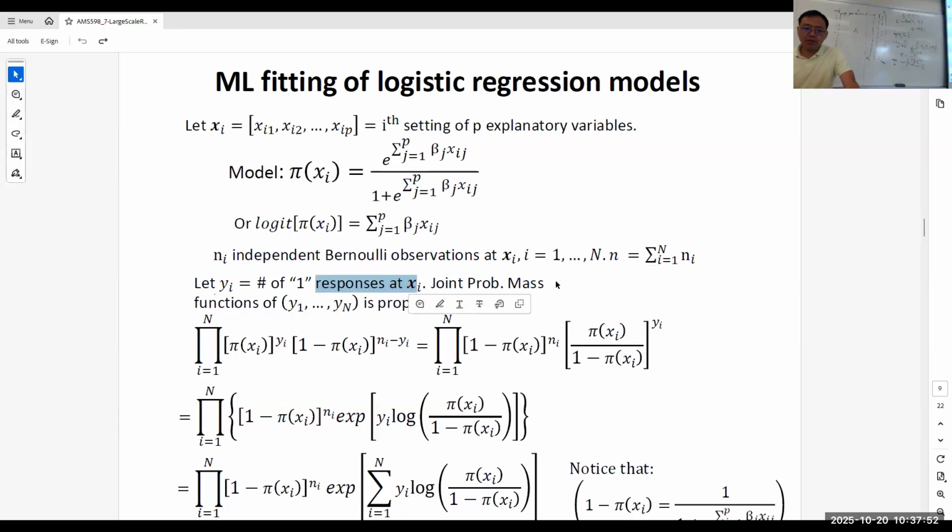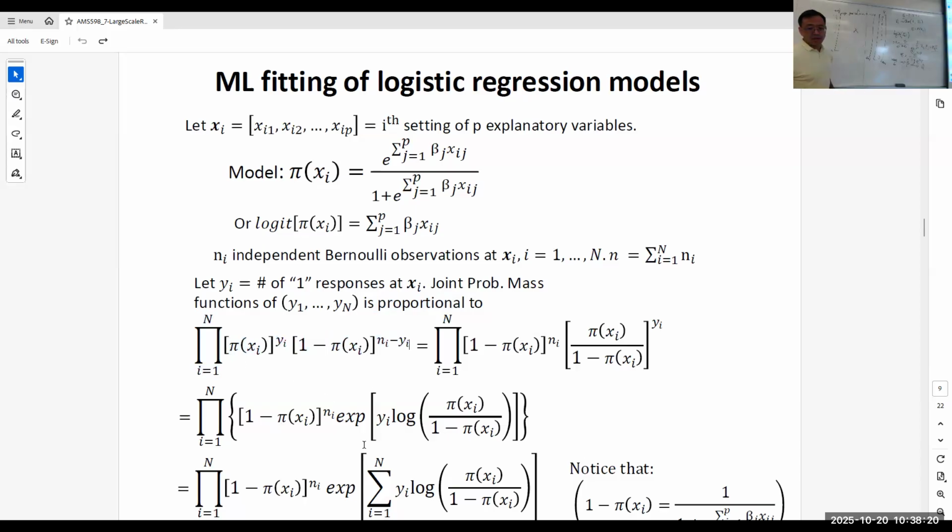So then the joint probability function for Y1 up to Yn is proportional to the function below. It is a product over i from 1 to n, a product for every subject. And for each subject i, its density function is given by pi of xi to the power of yi, times 1 minus pi of xi to the power of ni minus yi.